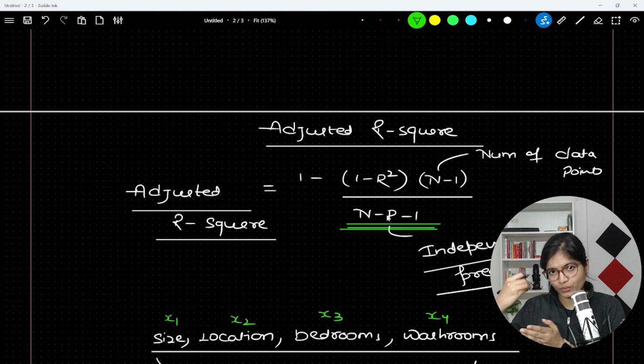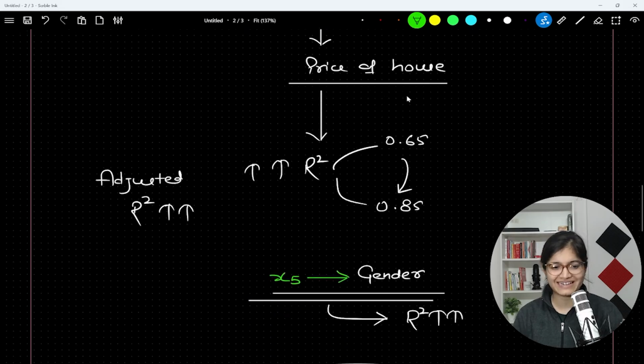So as your value of p increases, it will do a subtraction, and overall that value will become very low, and when you do the subtraction by 1, you will get a lower value of adjusted R square. So this is the overall idea behind R square versus adjusted R square.